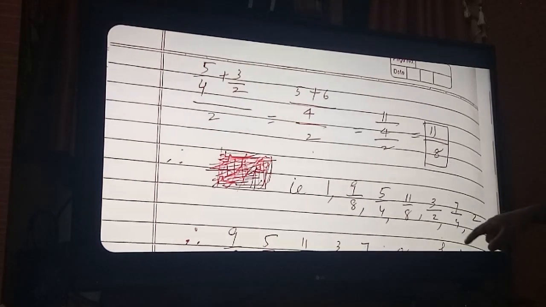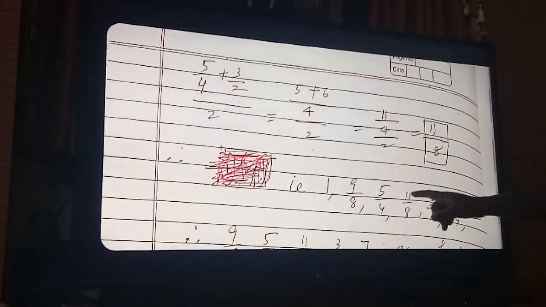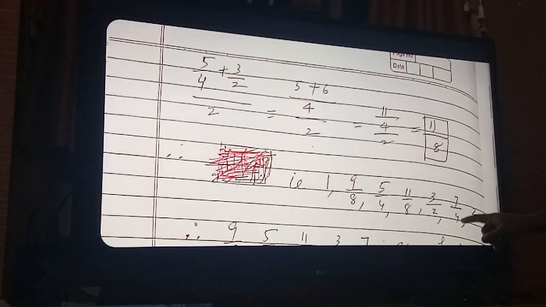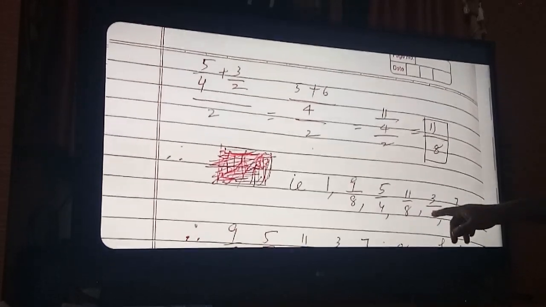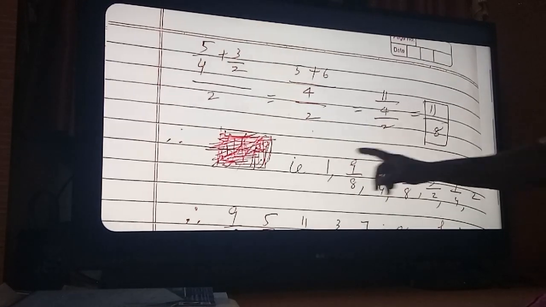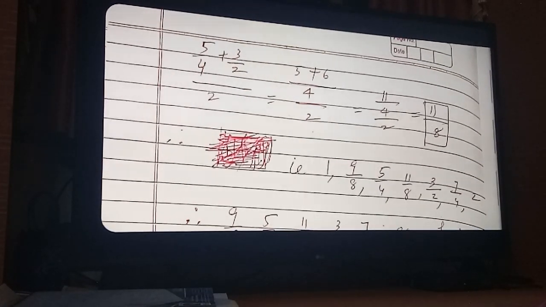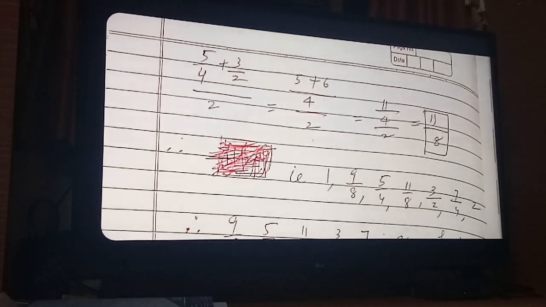Now I will arrange. See here I have written 1, 9 by 2, 5 by 4, 11 by 2, 3 by 2, 7 by 4 and 2. So here how many numbers did we get? 1, 2, 3, 4 and 5. 5 numbers you got. These 5 numbers lie between 1 and 2. Clear? So this method we call the successive averaging method.